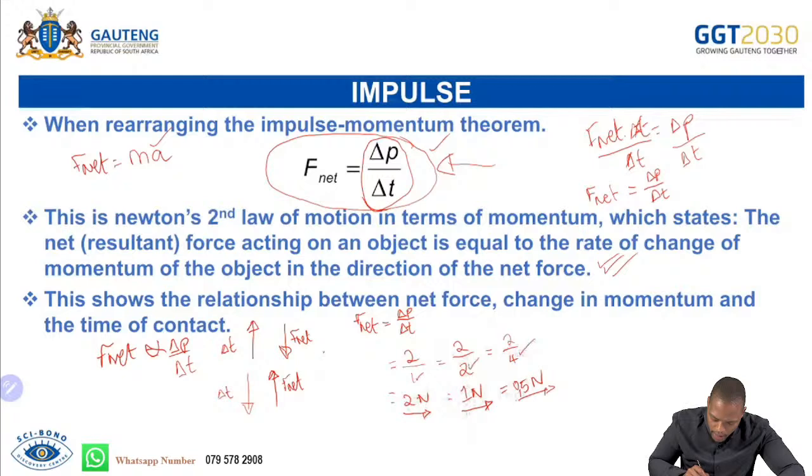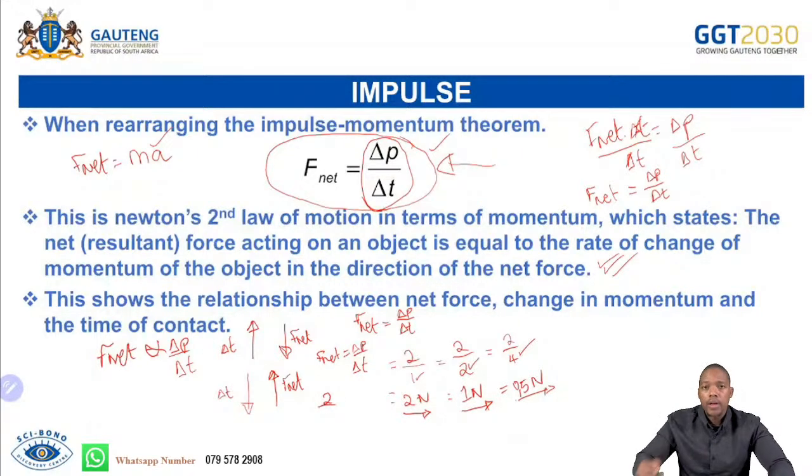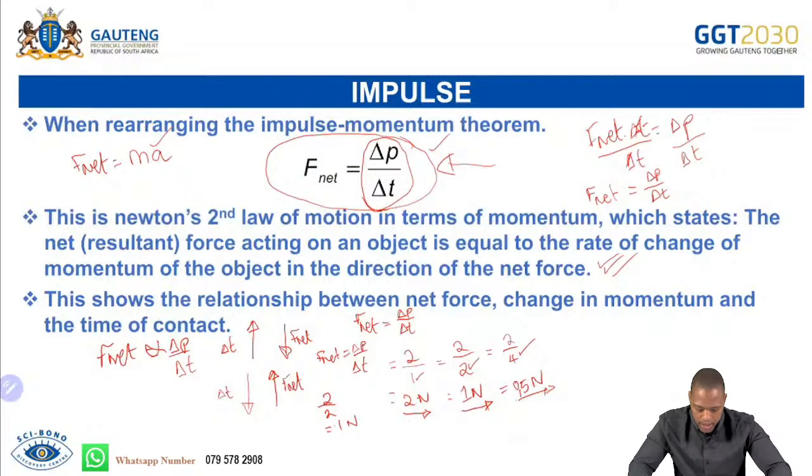If we have F net is equal to delta P over delta T, and we say our delta T is 2 again, keeping it constant. As we said, we'll keep it constant, right? Now, let's start with 2 over 2. What are we going to be having? We are going to have 1. 1 newton is going to be our force if it takes 2 seconds, okay?